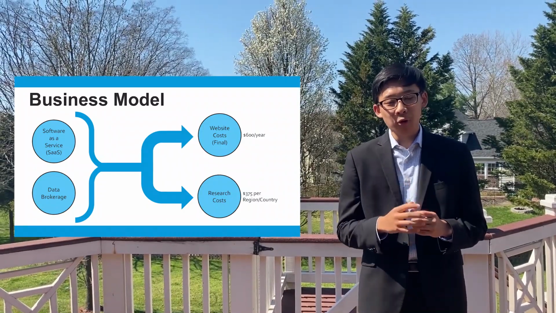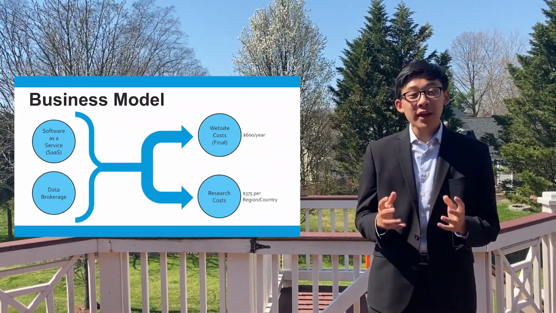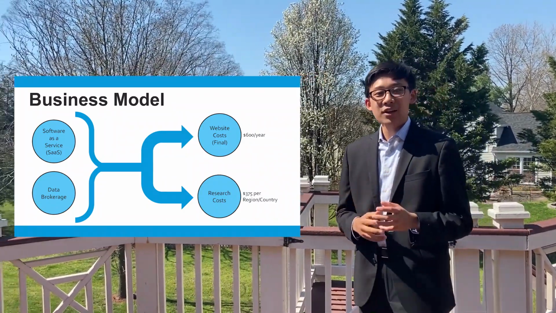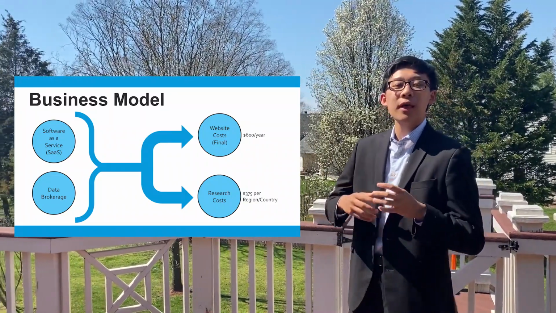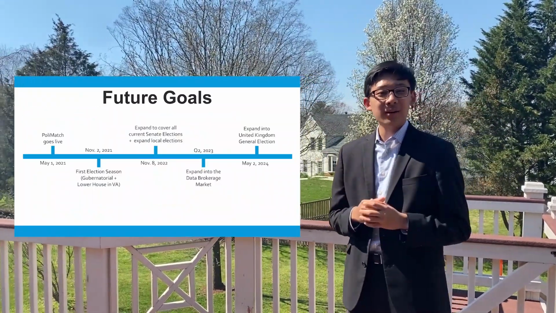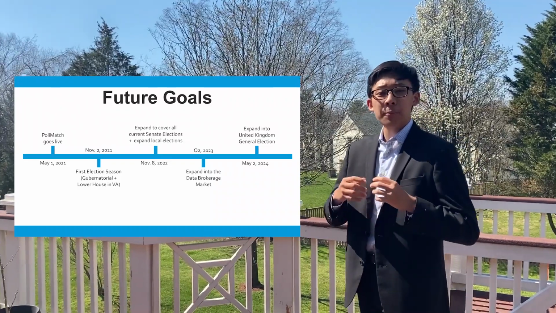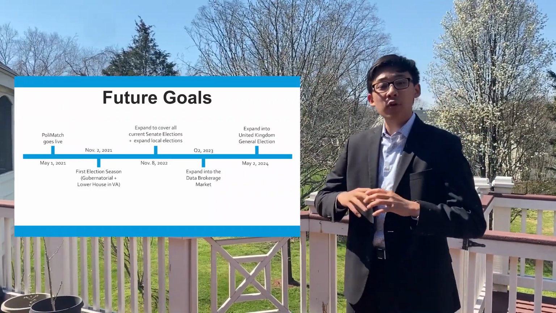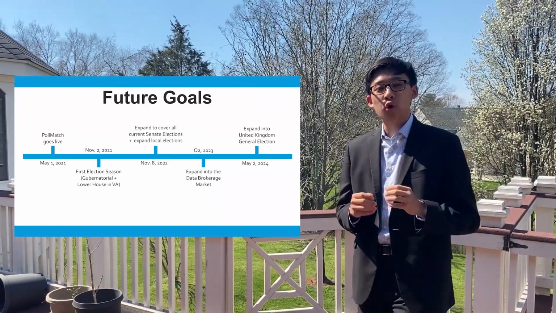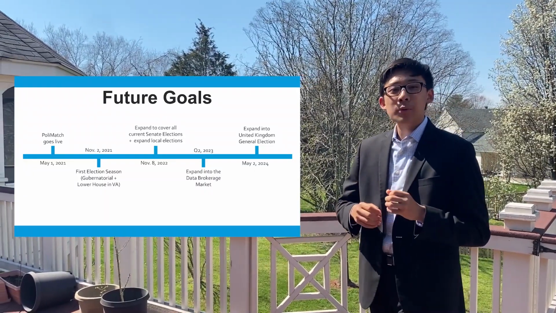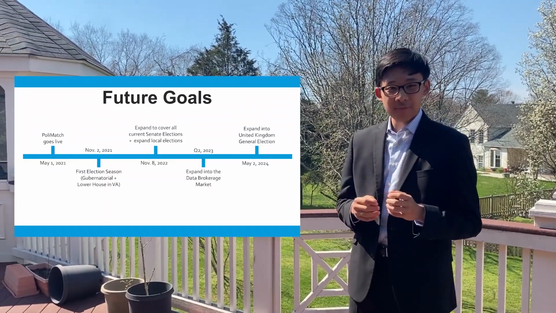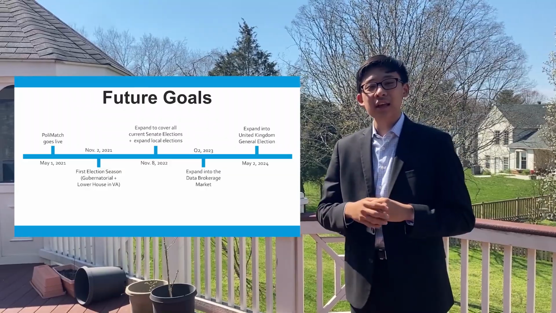The subscription price will also be determined after the test run in order to make sure that the costs involved are adequately dealt with. We plan to launch PoliMatch in May and conduct a test run on the gubernatorial and lower house elections in Virginia. We will then use the next year to improve and expand PoliMatch to cover all Senate elections and most local elections. After that, we plan to start monetizing our data and then expanding internationally in the year after.